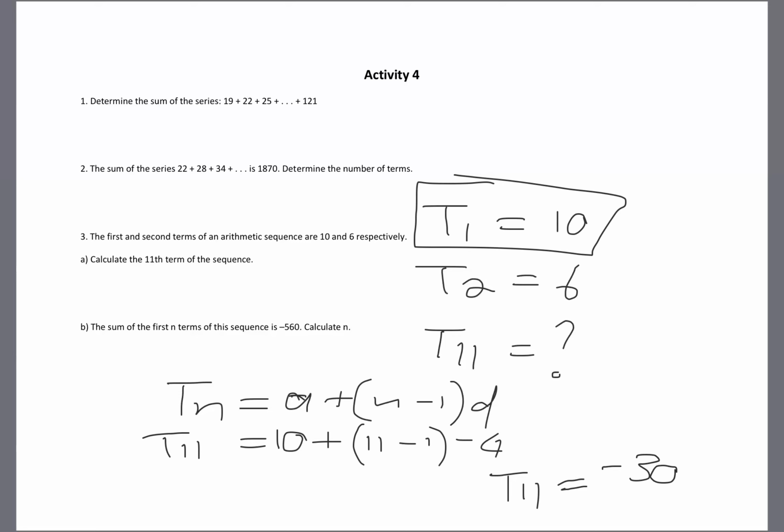Okay, great. And then your B says the sum of the first n terms of the sequence is negative 560. And then it says calculate n. So they say the sum of the first n terms of the sequence is equal to negative 560. So we need to calculate n.